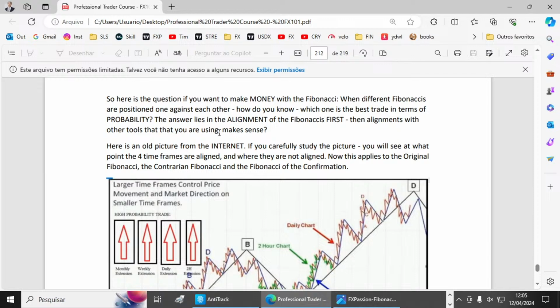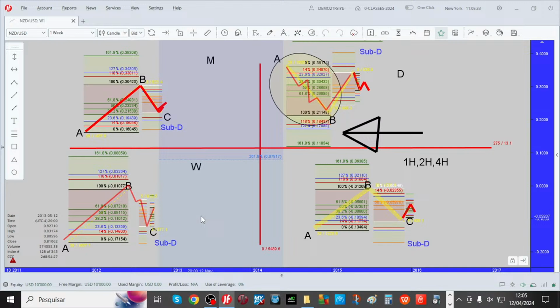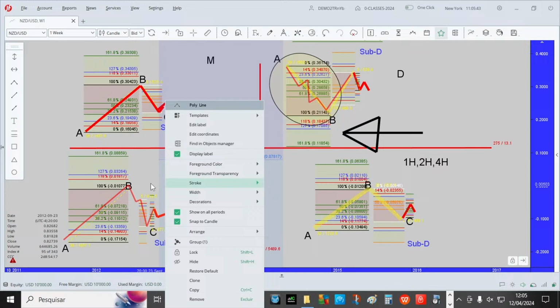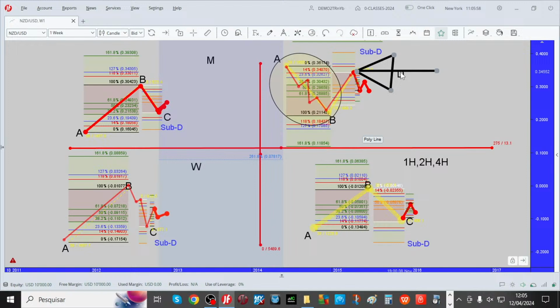So if we go on a more complex situation, and here we have the monthly, here on the weekly, and it's going to be like this. All right. And give me a second, everybody. It's all good. All right. So here is the confirmation Fibonacci going down. And here is the confirmation Fibonacci going up.